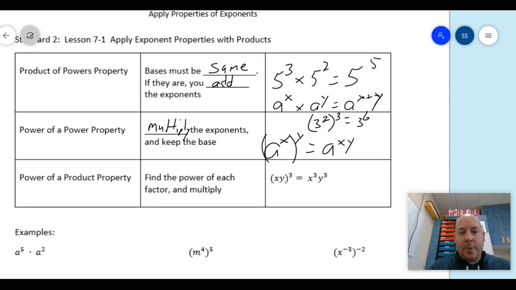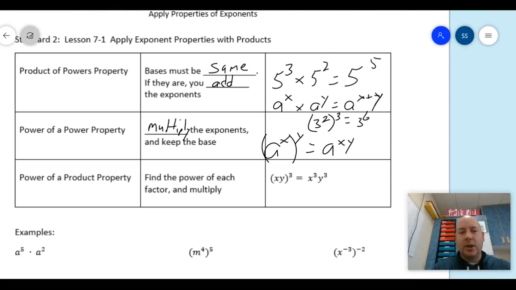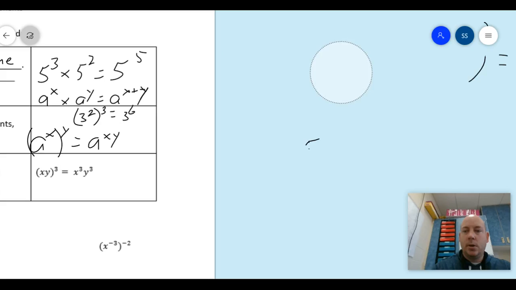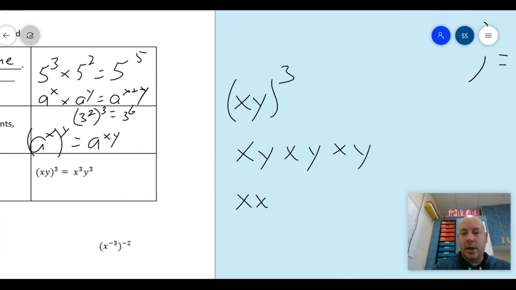Okay, and power of a product property says find the power of each factor and multiply. You can see our example there: xy, whole thing to the third power, equals x to the third power times y to the third power. So it's almost like the distributive property in a way. If I had xy to the third, that means x times y times x times y times x times y. If I rearrange that, I get 3 x's, 3 y's. So x to the third, y to the third.